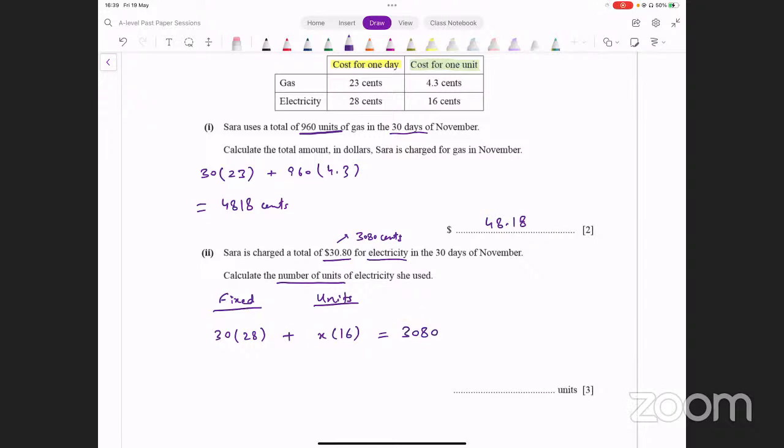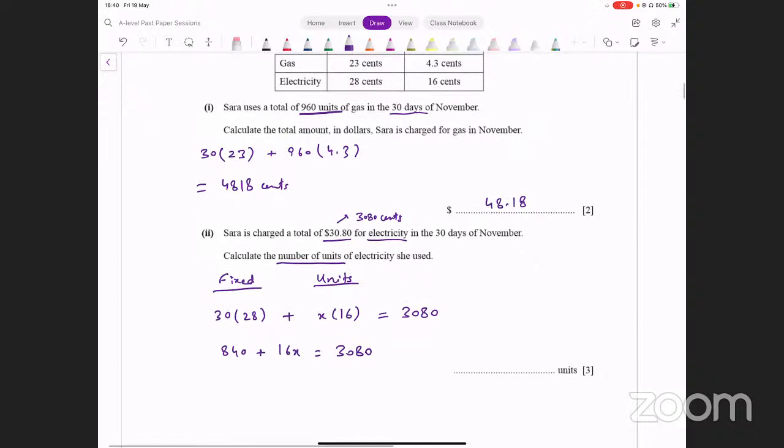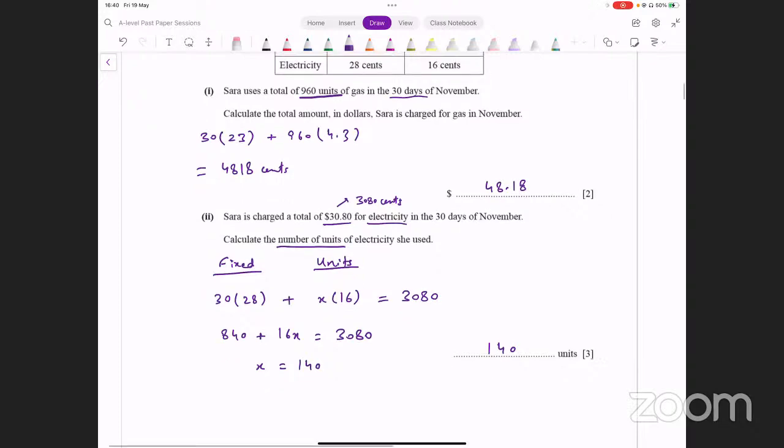इस इक्वेशन को सॉल्व करेंगे तो हमारे पास x की वैल्यू आ जाएगी, ठीक है. So 30 into 28, let's see what that is. That is giving me 840 plus 16x, that equals 3080. इस इक्वेशन को सॉल्व कर लेंगे, x की वैल्यू आ जाएगी. So 3080 minus 840 divided by 16, that turns out to be 140. So she is using 140 units in this one. Okay. All right, let's move on.